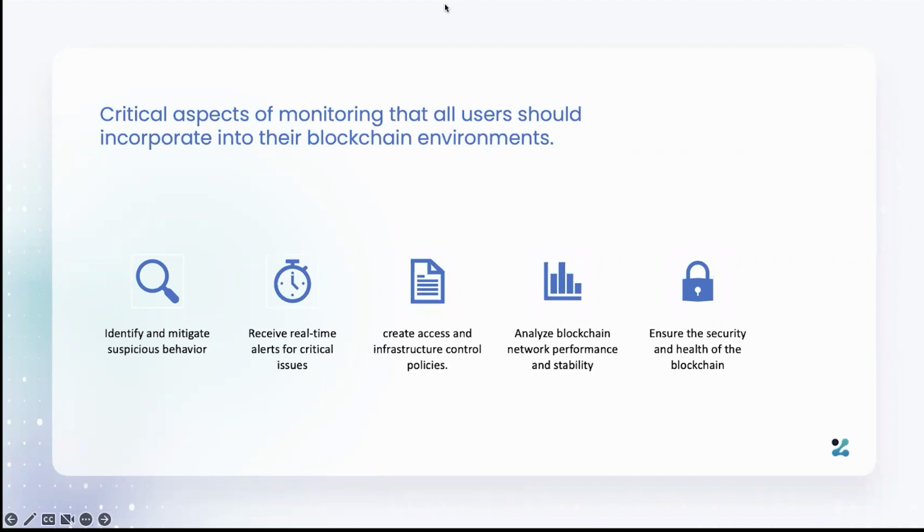Maybe transaction latency is increasing. You would want to know. Blocks are not propagating. You would want to know. Some nodes are not syncing. You would want to know. Imagine a scenario where you have a consortium between supplier, manufacturer, distributors, and some banks for some trade finance or some supply chain. Now, the supplier's blockchain nodes stopped syncing.